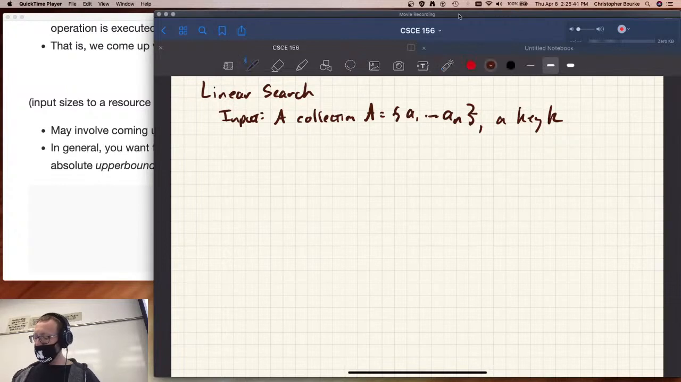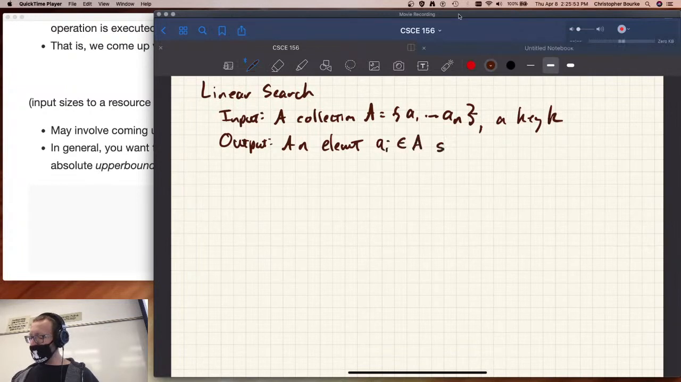Our output will be an element, and I'll go ahead and use the mathy way of doing this, a sub i in A, such that a sub i is equal to the key. I didn't use equals equals. I didn't use PHP's equals equals equals, the strict equality operator. I didn't use the dot equals method on a string. I'm keeping it as generic and mathy as possible.